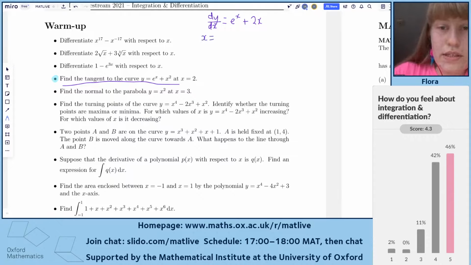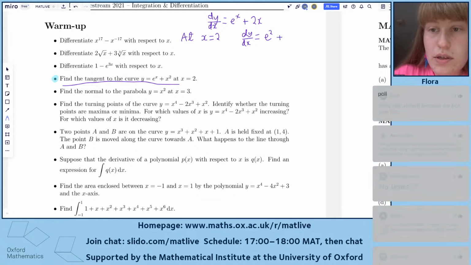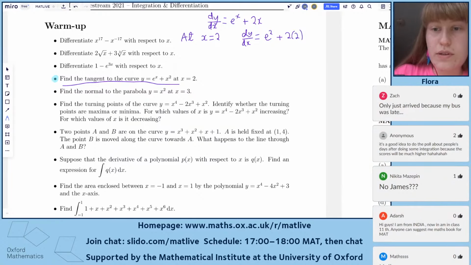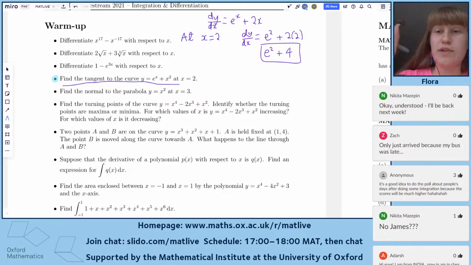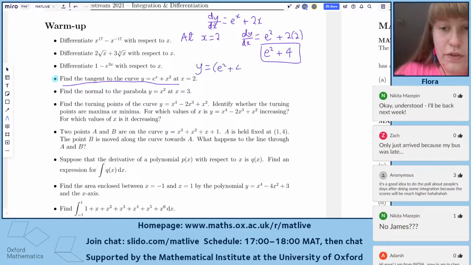So when x equals 2, what is dy dx? Well, dy dx is e to the 2 plus 2 times 2, which is, of course, e squared plus 4. So now we know that we have a straight line, and we know that the gradient is e squared plus 4. I'm leaving it in that form because if you think about what e actually is, it's a long decimal number, and it's not going to be any nicer if I try and write down what e squared is, so it's nicer in this form. So we're going to have a straight line with gradient e squared plus 4.